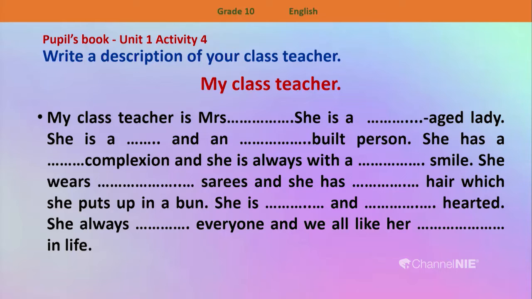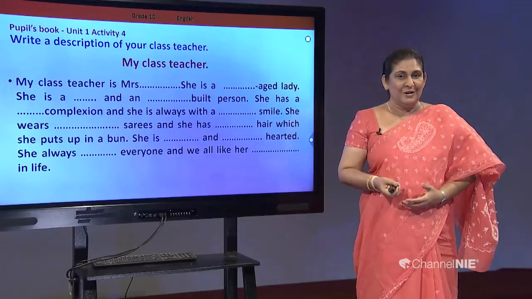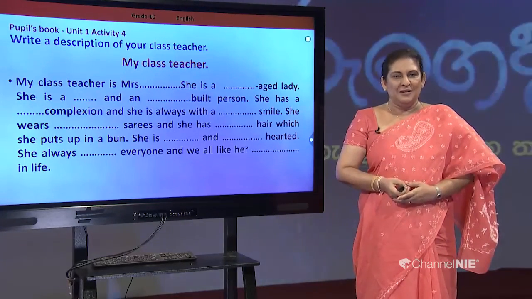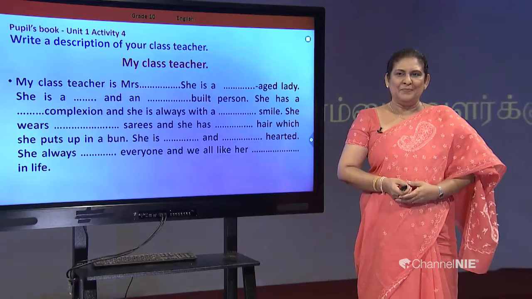Right. This is also from your pupils' book, Unit 1, Activity 4. There you have to write a description of your class teacher. Of course, everyone likes to talk about their class teacher. So you can take this as an example and write about your teacher as well. Now here we have not given you everything. There are some blanks, so you also have to think what words we can put in those blanks.